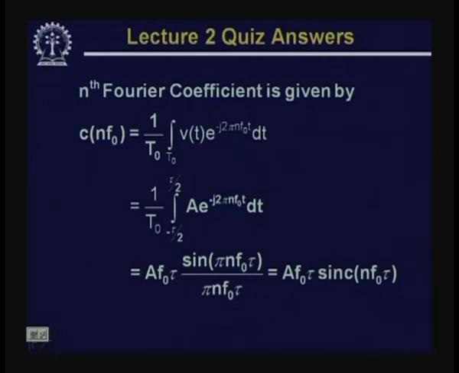And if you take this integration, you find that the final expression will come in this form: A f_0 tau sin(π n f_0 tau) divided by π n f_0 tau, which is represented in the form A f_0 tau. Then you have a sinc function, sinc(n f_0 tau).